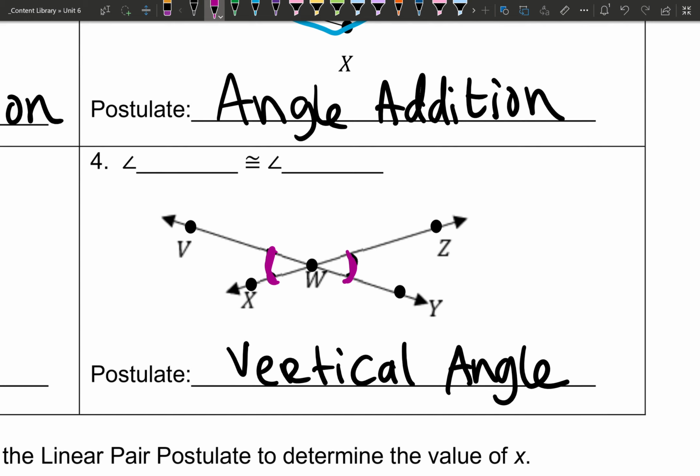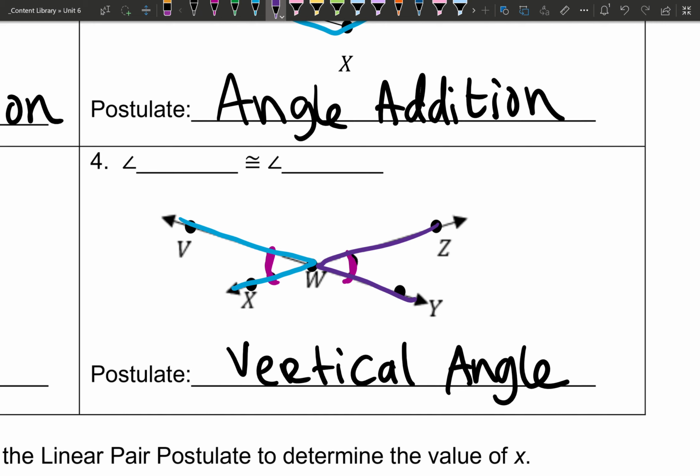One way I remember this as a student when I was learning these definitions is the vertical angles form two V's. Two little V's touching each other. Vertical. Maybe that helps you. Maybe it doesn't. Hopefully it does.